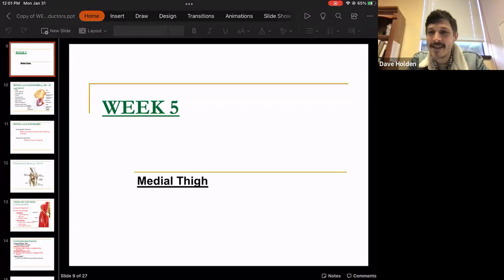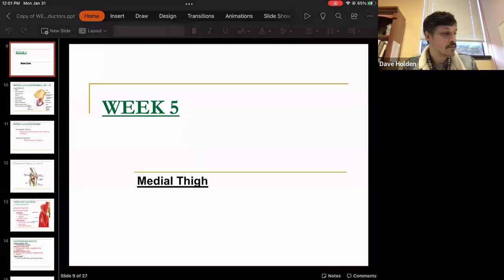All right, my friends, we are getting started with week 4. We are covering muscles of the medial thigh. And these muscles are all going to belong to the adductor group. This is a new group, right? We had the quads on the front. We've had hamstrings on the back. Now we're looking at the medial aspect, the adductors.